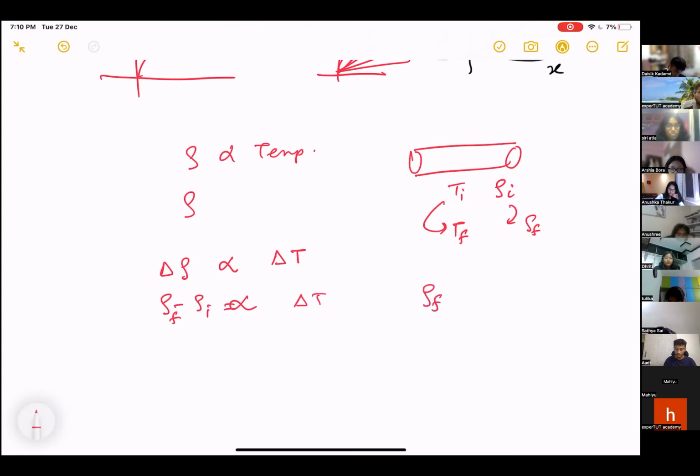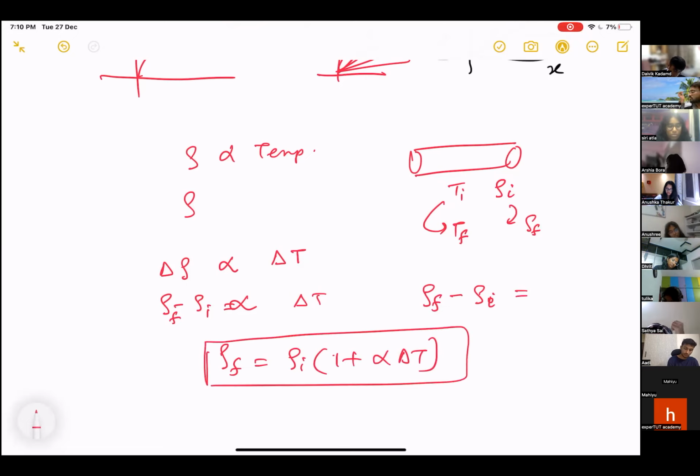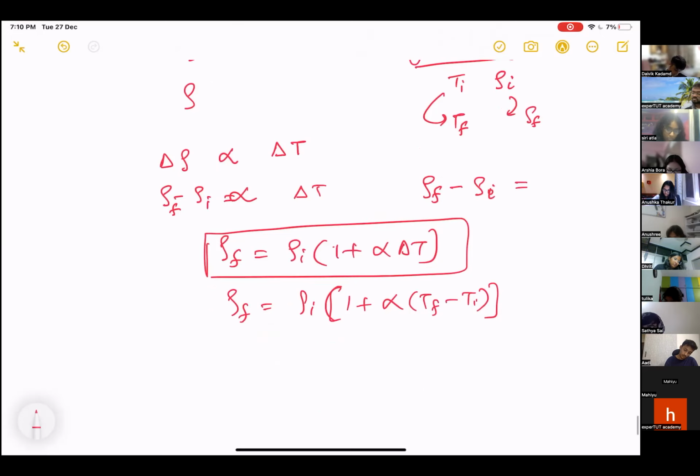So from here write rho final. This is the equation: rho final is equal to rho initial times (1 plus alpha delta T). Copy this equation only. And if you want to write delta T, it is 1 plus alpha into (TF minus TI). Alpha is the temperature coefficient of resistivity. Its dimension is temperature inverse.